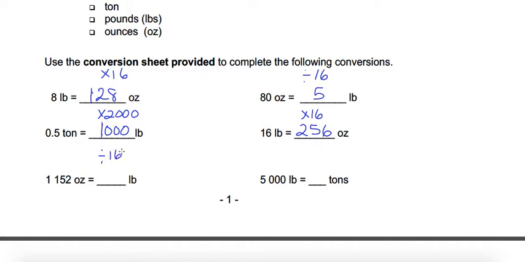So 1,152 divided by 16 gives us 72 pounds. And the last one we're going to do is going from pounds to tons. So when I look at that conversion, I want to divide by 2,000. And 5,000 divided by 2,000 is 2.5 tons.